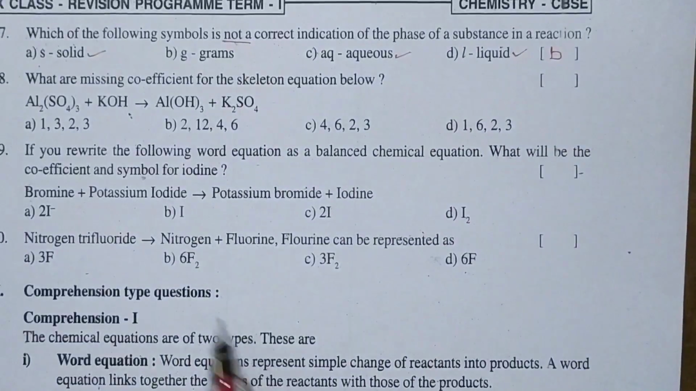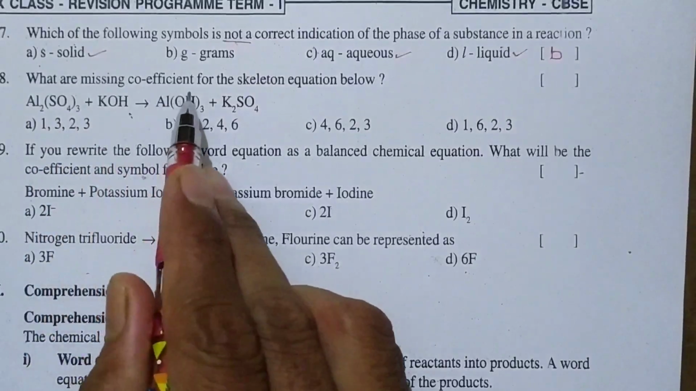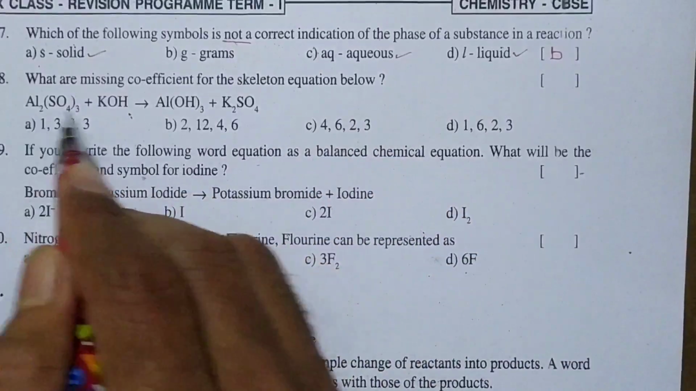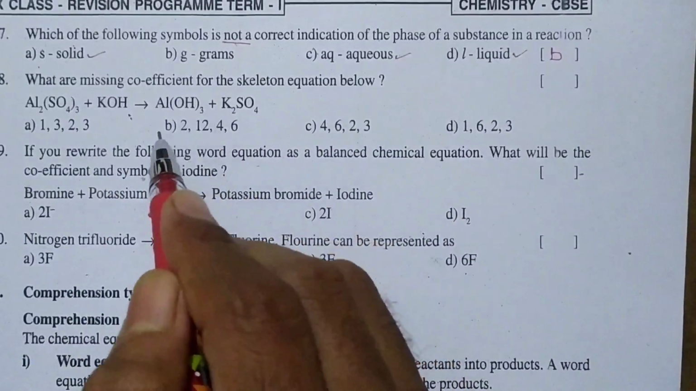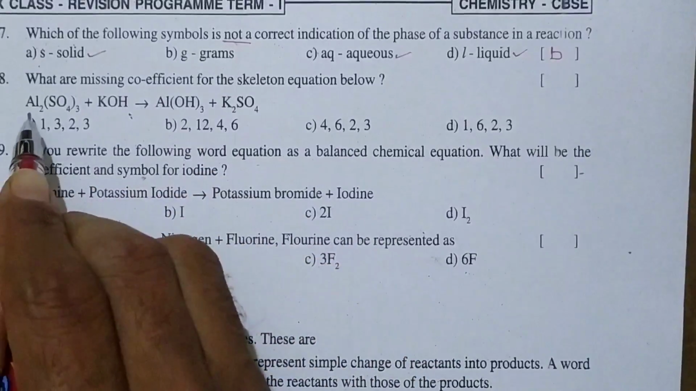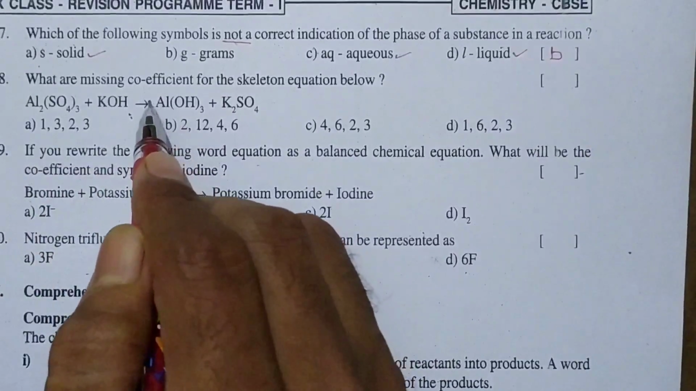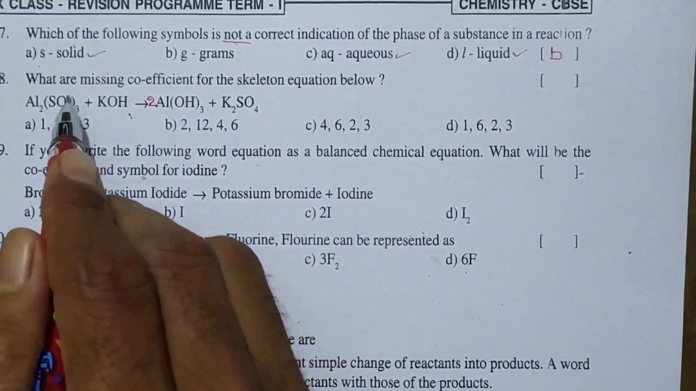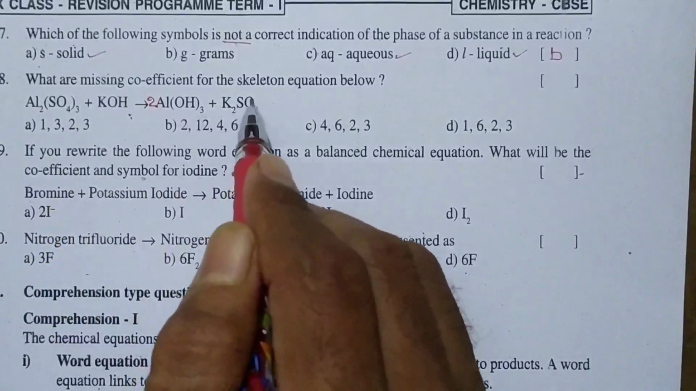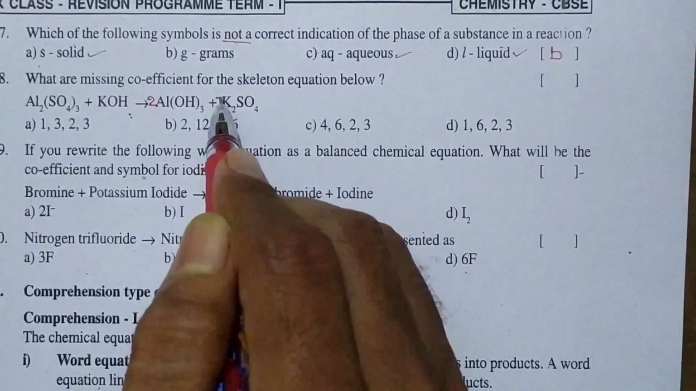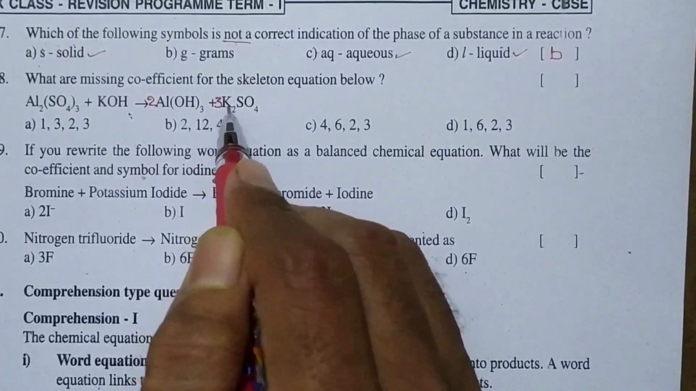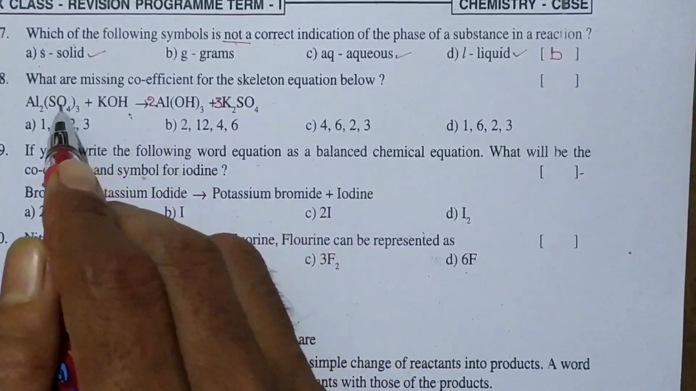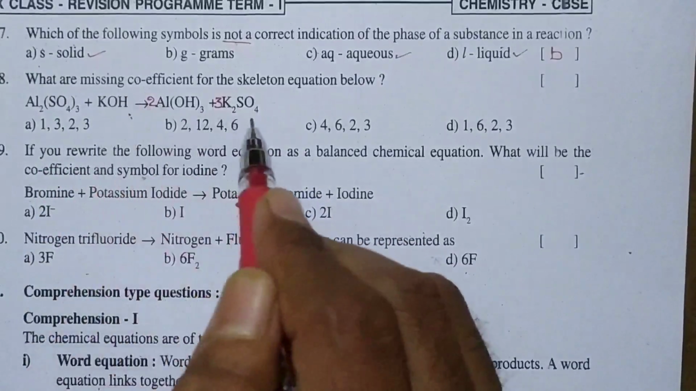Now we see question number 18. What are the missing coefficients for the skeleton equation below? Let us try to balance it so that we will get the coefficients. See here aluminum 2 are there, here only one aluminum is there. So let us write here 2. Aluminum gets balanced. Now here SO4 3 times it is there, SO4 only one time it is there. So let us multiply here with 3, so that this 3 will be taken by SO4 also. So SO4 is there for 3 times, here also SO4 3 times, SO4 also gets balanced.